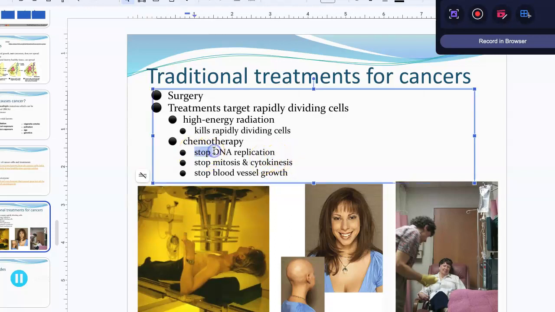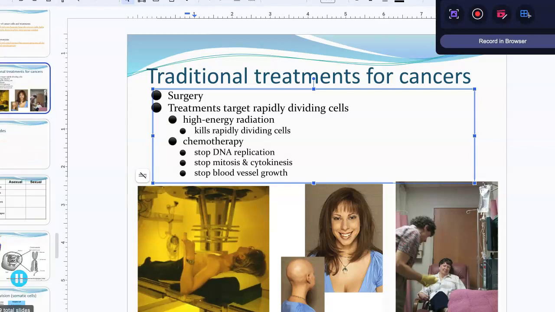Chemotherapy, which is intended to stop DNA replication, stop mitosis and cytokinesis, stop blood vessel growth, so that you can basically choke out the cell that has cancer and is dying.